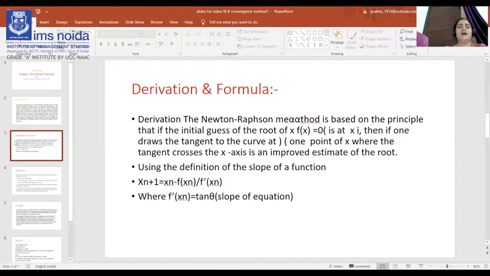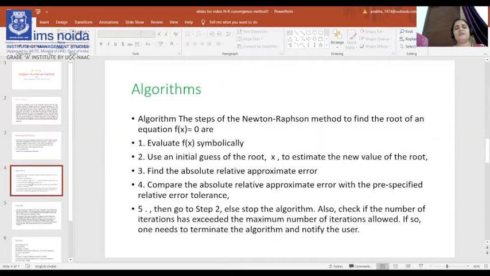You have to find a point C in between A and B, and then find the fc value, then find the derivative of the function, that is f dash x. Then the formula will be fx divided by f dash x. Then the next root is xn plus 1 equal to xn minus f(xn) by f dash(xn). So f dash(xn) is known as the slope of the equation, and this is the formula. All of you know the formula is very popular and very easy to learn.